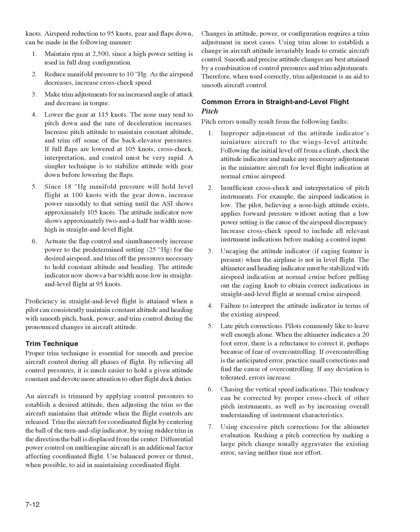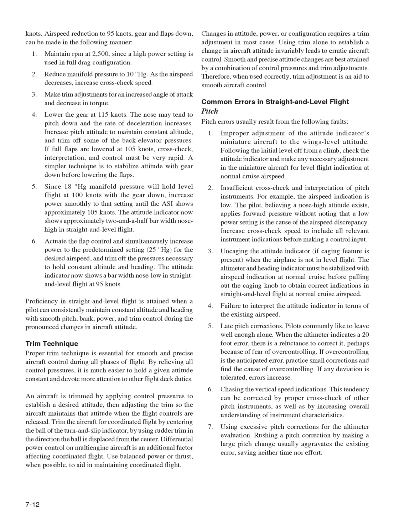Pitch. 4. Lower the gear at 115 knots. The nose may tend to pitch down and the rate of deceleration increases. Increase pitch attitude to maintain constant altitude, and trim off some of the back elevator pressures. If full flaps are lowered at 105 knots, cross-check, interpretation, and control must be very rapid. A simpler technique is to stabilize attitude with gear down before lowering the flaps. 5.